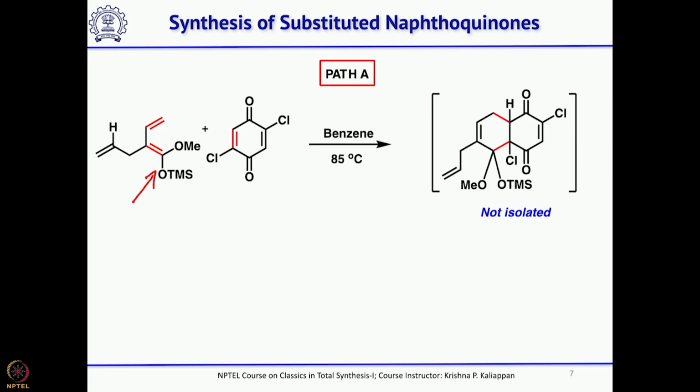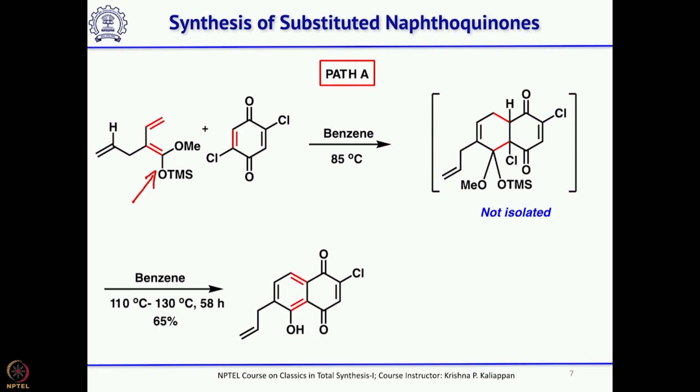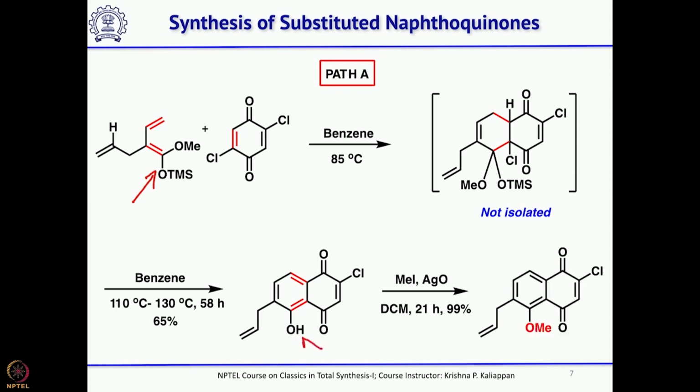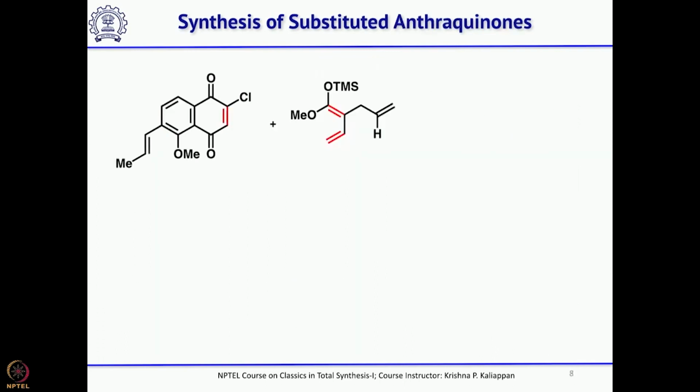2,5-dichlorobenzoquinone gave this intermediate. Of course this is unstable, so it was not isolated. It underwent elimination of HCl, also methanol, to give this hydroxy naphthoquinone. Then the free hydroxyl was methylated, followed by isomerization of the double bond.